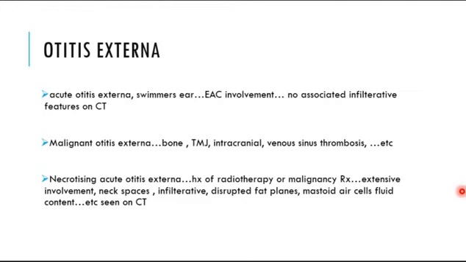Necrotizing acute otitis externa, we have a history of radiotherapy and malignancy, and extensive involvement. And the neck spaces may be all involved, because you know the radiotherapy is involving a large area of the neck. So it's extensive involvement, it's infiltrative type, and we see the disruption of the fat planes in the case of necrotizing acute otitis externa. And usually we may have manifestations in the mastoid air cells when we have an invasion. So we may have fluid inside the mastoid air spaces. We have filling of the mastoid air spaces.